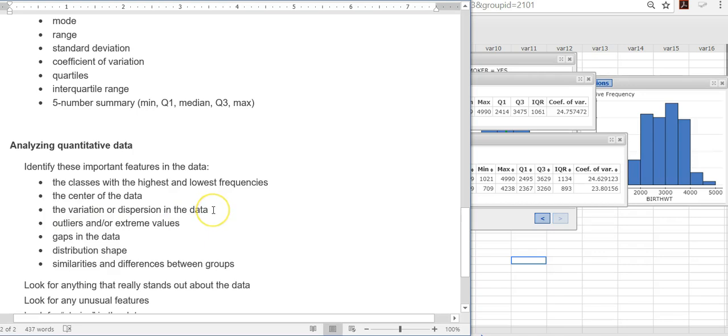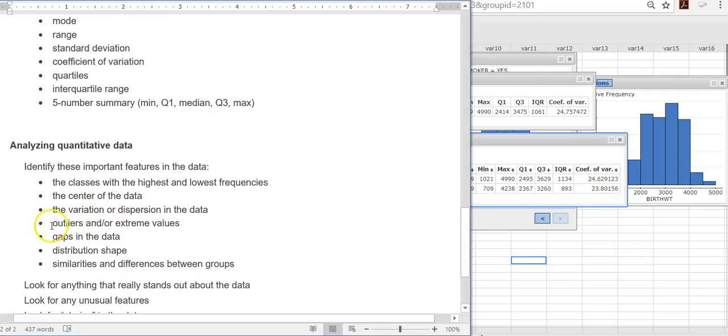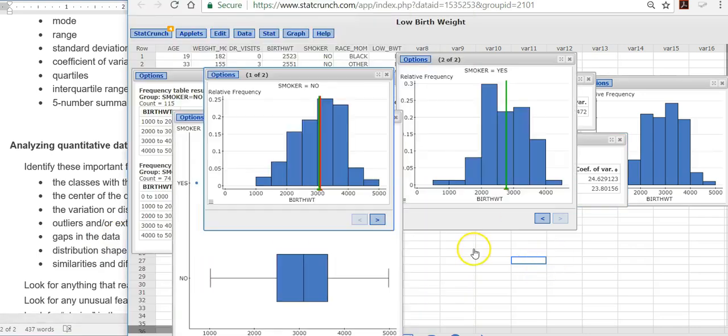Look at the variation or the dispersion in the data. Those were things like the standard deviation, the range, the IQR, and the coefficient of variation. We looked at outliers and extreme values. One thing we didn't talk about was gaps in the data. If we go back and look at the histograms, we really didn't see any gaps in this data.